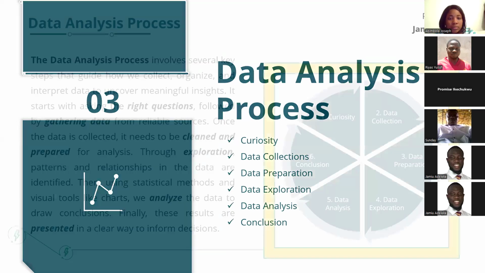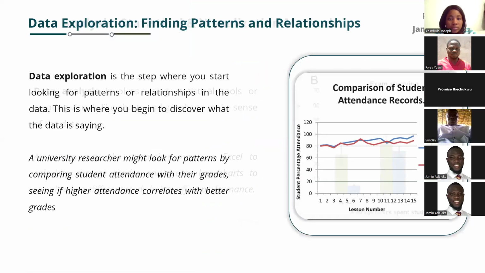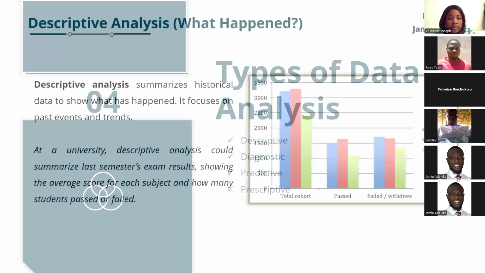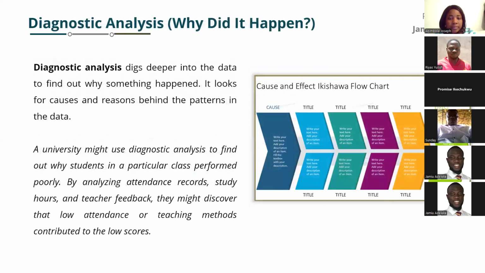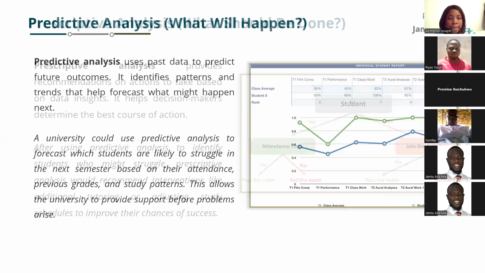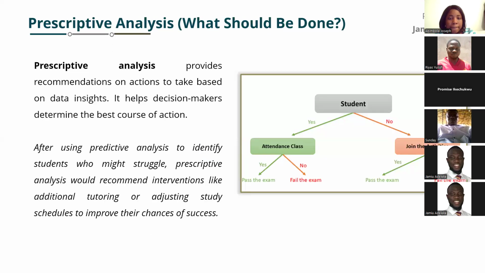We also looked at types of data analysis, which I mentioned are just 4: basically descriptive, diagnostic, predictive, and prescriptive. Descriptive deals with what has happened. Diagnostic is about why did it happen, trying to dig deeper into why it happened. Predictive is talking about what will happen in future, and of course, prescriptive is now telling us what should we do in this case, based on what had happened.